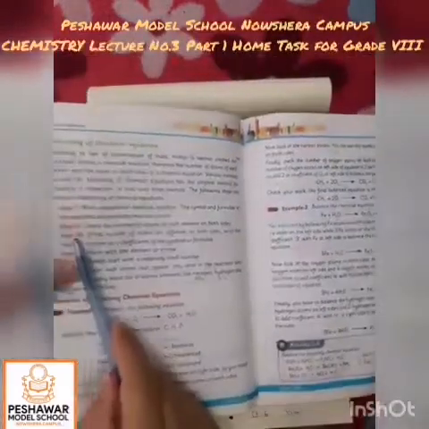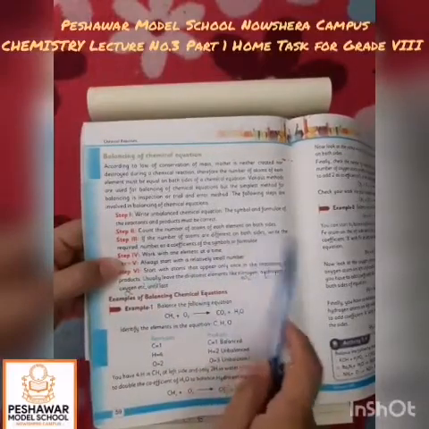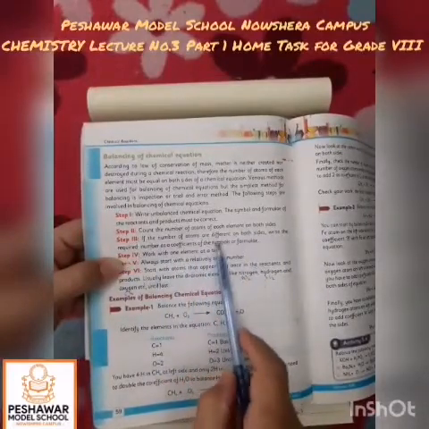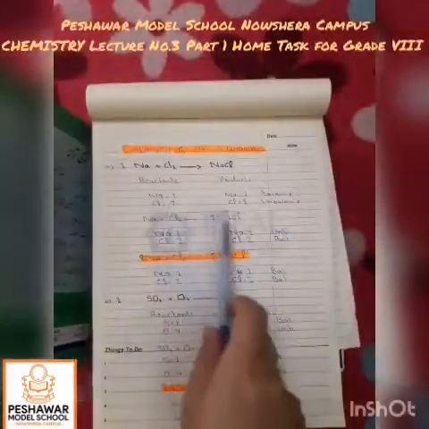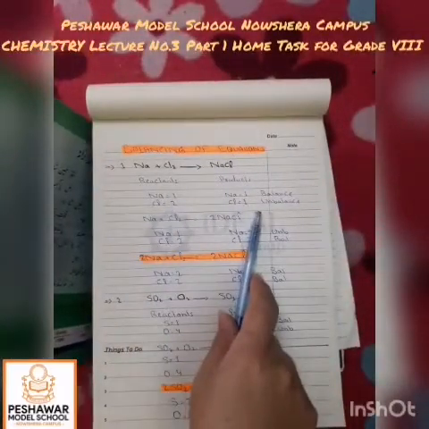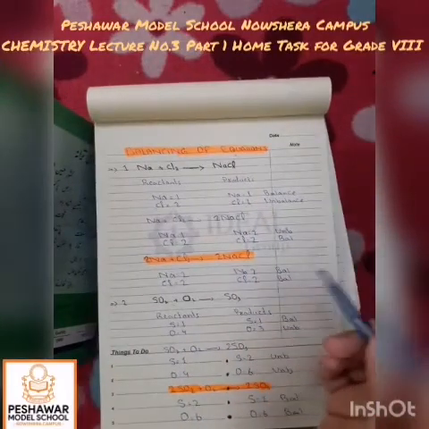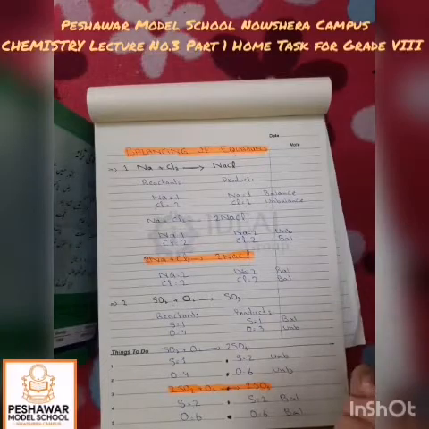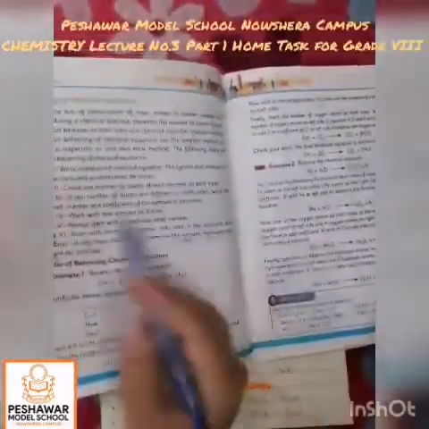Now move toward the third step. If the number of atoms is different on both sides, write the required number as a coefficient of the symbol or formula. If the number of atoms is different, like the chlorine, we have to write a number, like 2, 3, or 4, as a coefficient. Okay. Now move toward the fourth step.